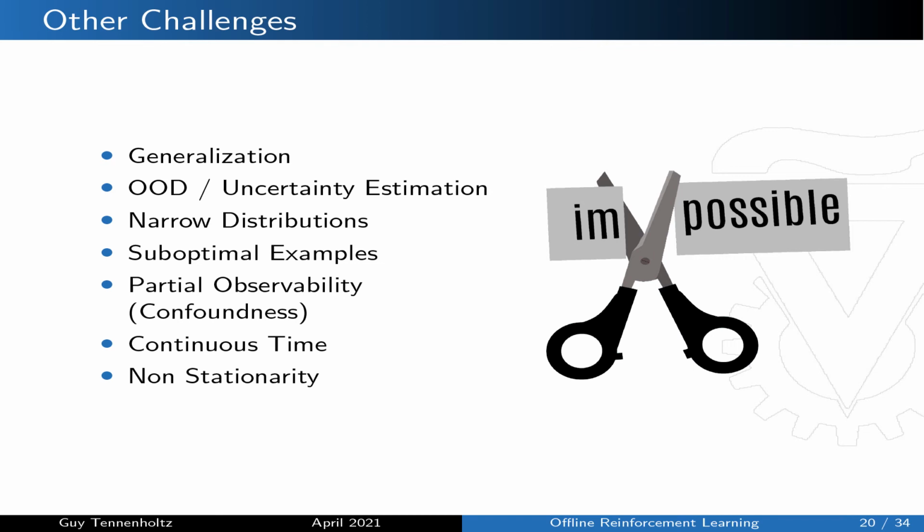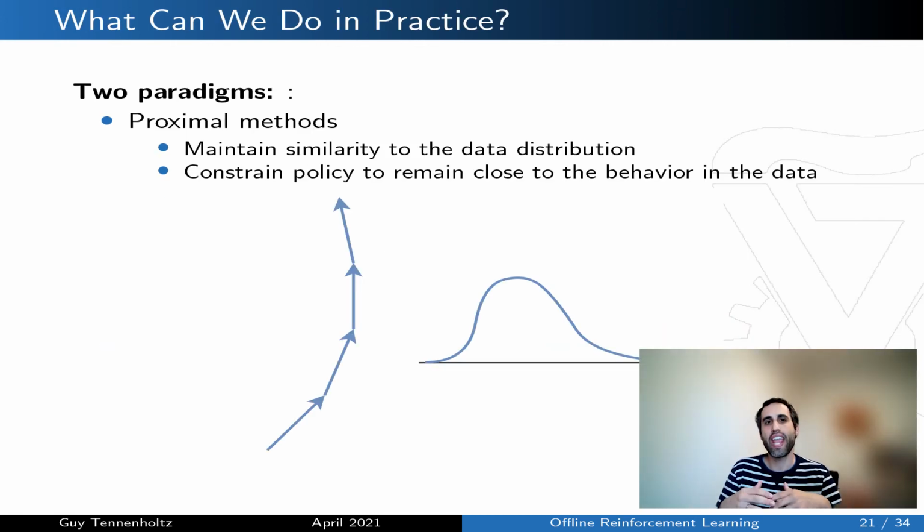But now, in the next part of this tutorial, I want to talk about some practical algorithms for solving offline RL, and we'll begin by talking about two general methods for dealing with offline reinforcement learning: proximity and uncertainty. So two methods that we have for current offline reinforcement learning algorithms are methods that are based on proximity and methods that are based on uncertainty.